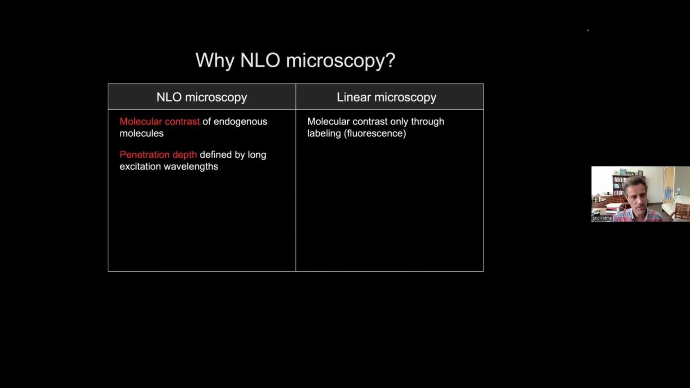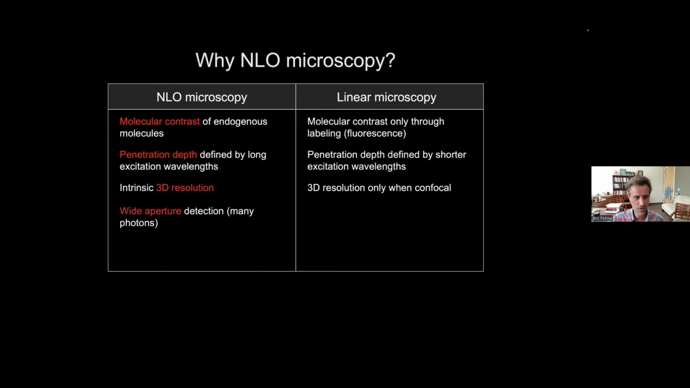Penetration depth is much better in nonlinear optical microscopy because we're using longer wavelengths. And it is the opposite, of course, in linear microscopy. You use shorter wavelengths, and that means more scattering. That means less signal. The resolution is intrinsically three-dimensional because the excitation is confined in space, and therefore you will not need a pinhole, and therefore you get more signal. Okay, so that's really attractive. You can use a wide aperture detector. You don't need to use the pinhole.